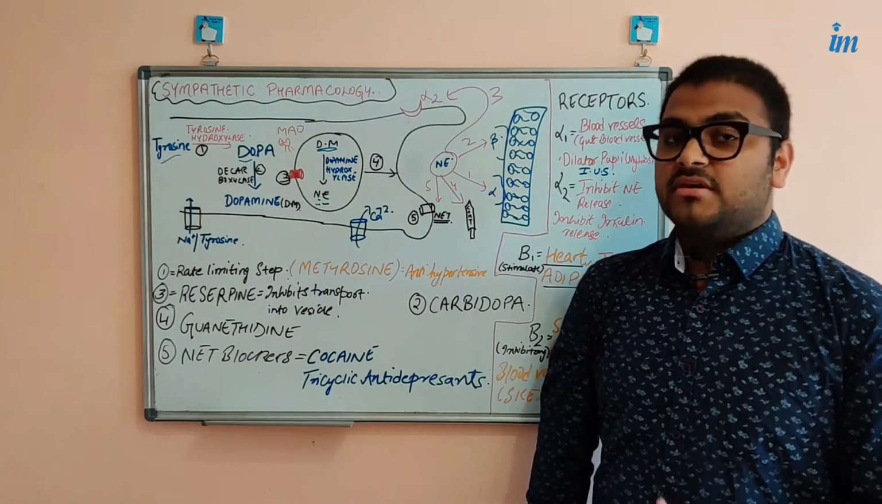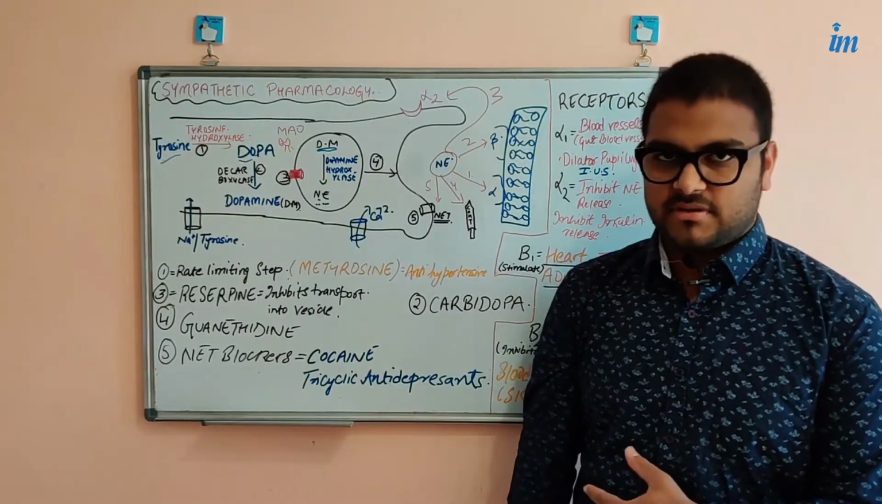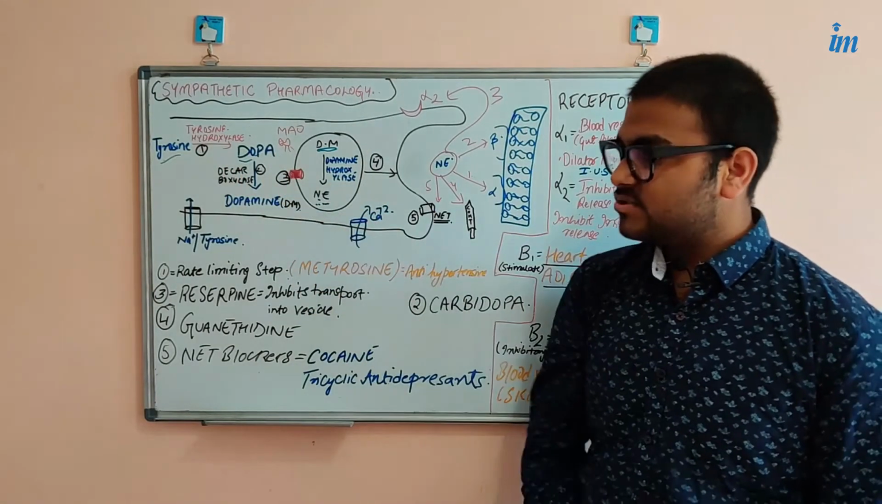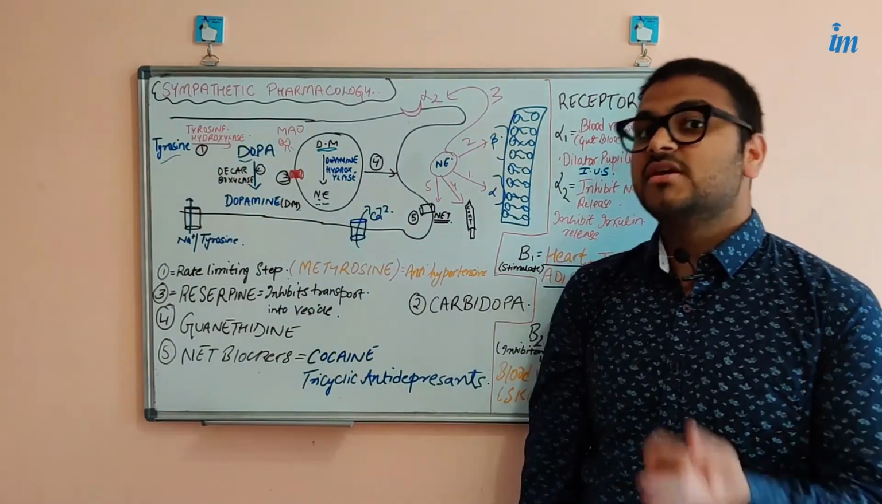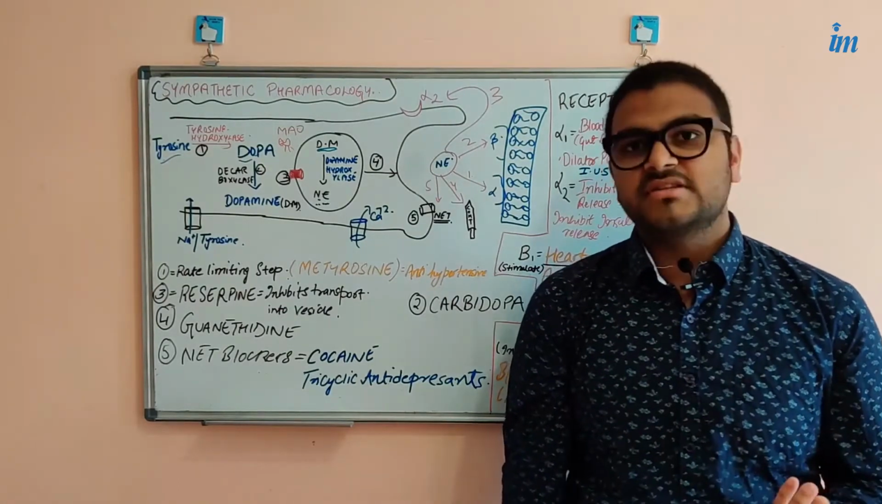This is how norepinephrine is going to be synthesized from tyrosine and released into the synaptic cleft. So each step of this pathway, that is the conversion from tyrosine till the synthesis of norepinephrine, why are we studying this pathway?